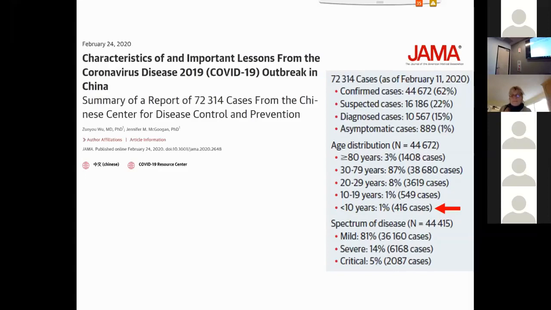The age distribution: over 80 years, 3% of all cases. 30 to 79 years were 87% of their cases. 20 to 29 years, 8%, and then 10 to 19, 1%, and under 10, 1%. So you can really see that they're just not finding a lot of cases in children. And then I think what's really important, the spectrum of disease of the 44,000 cases they knew about: mild was 81%, severe 14%, and then critical 5%.